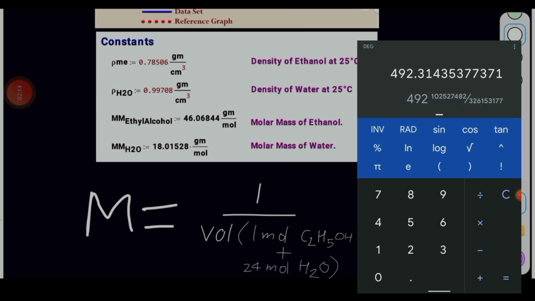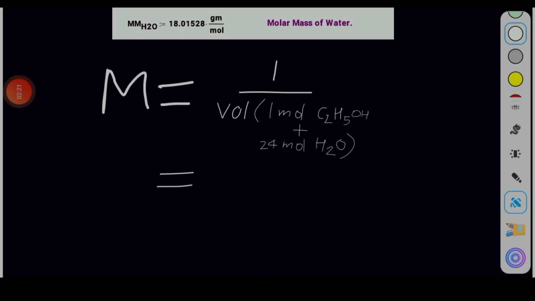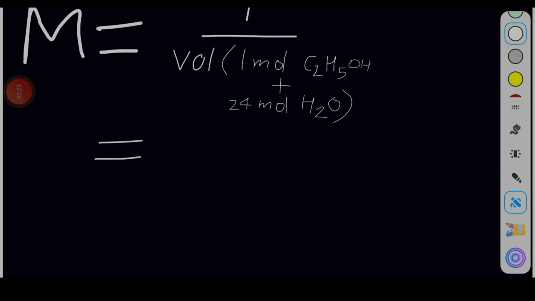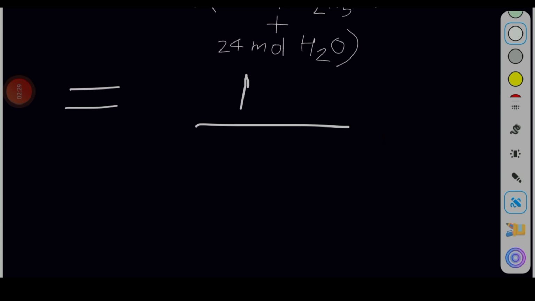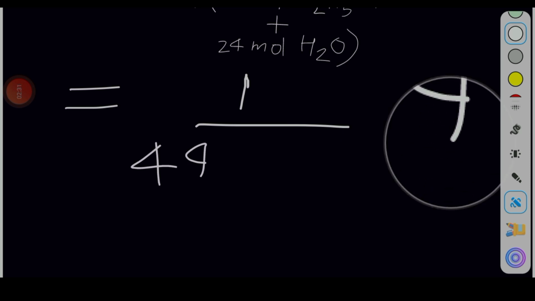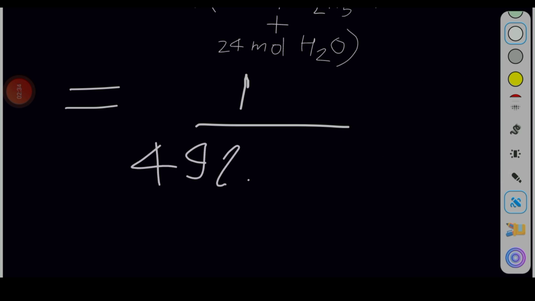So I'll be writing this in the notes. Okay, so from the calculator we can say that this is equal to 1 over 492 point whatever that number is. I'm not writing it, it is saved in the calculator.